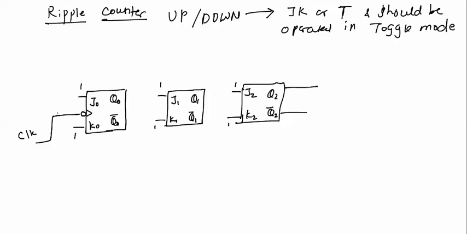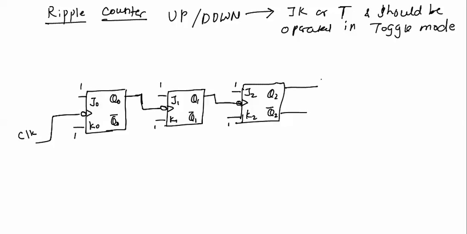Now the first flip-flop is applied with the clock. The sign at the clock shows that the flip-flop is a negative edge triggered flip-flop, and this output will be given as clock to the next flip-flop. And this way we have designed a 3-bit ripple counter.